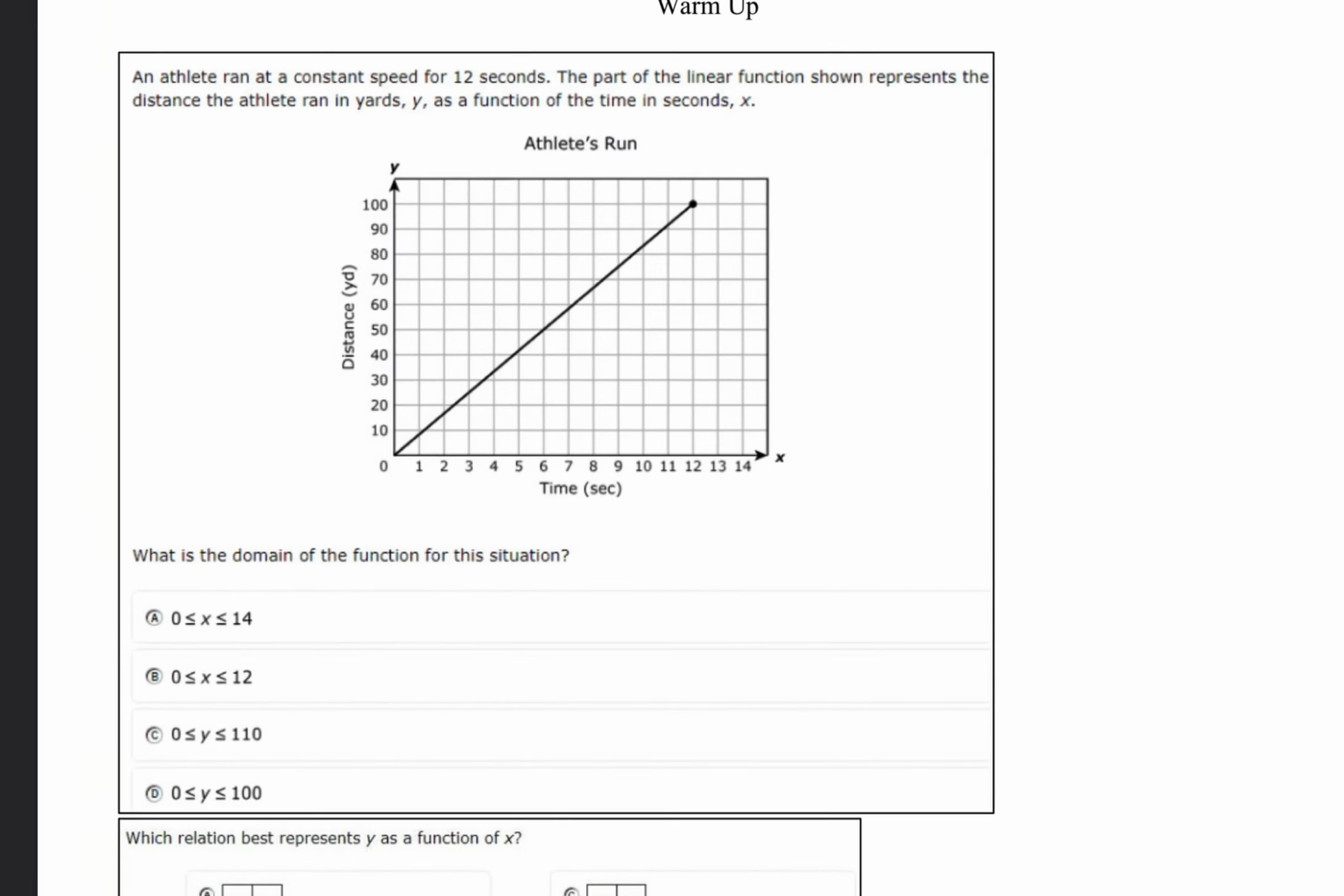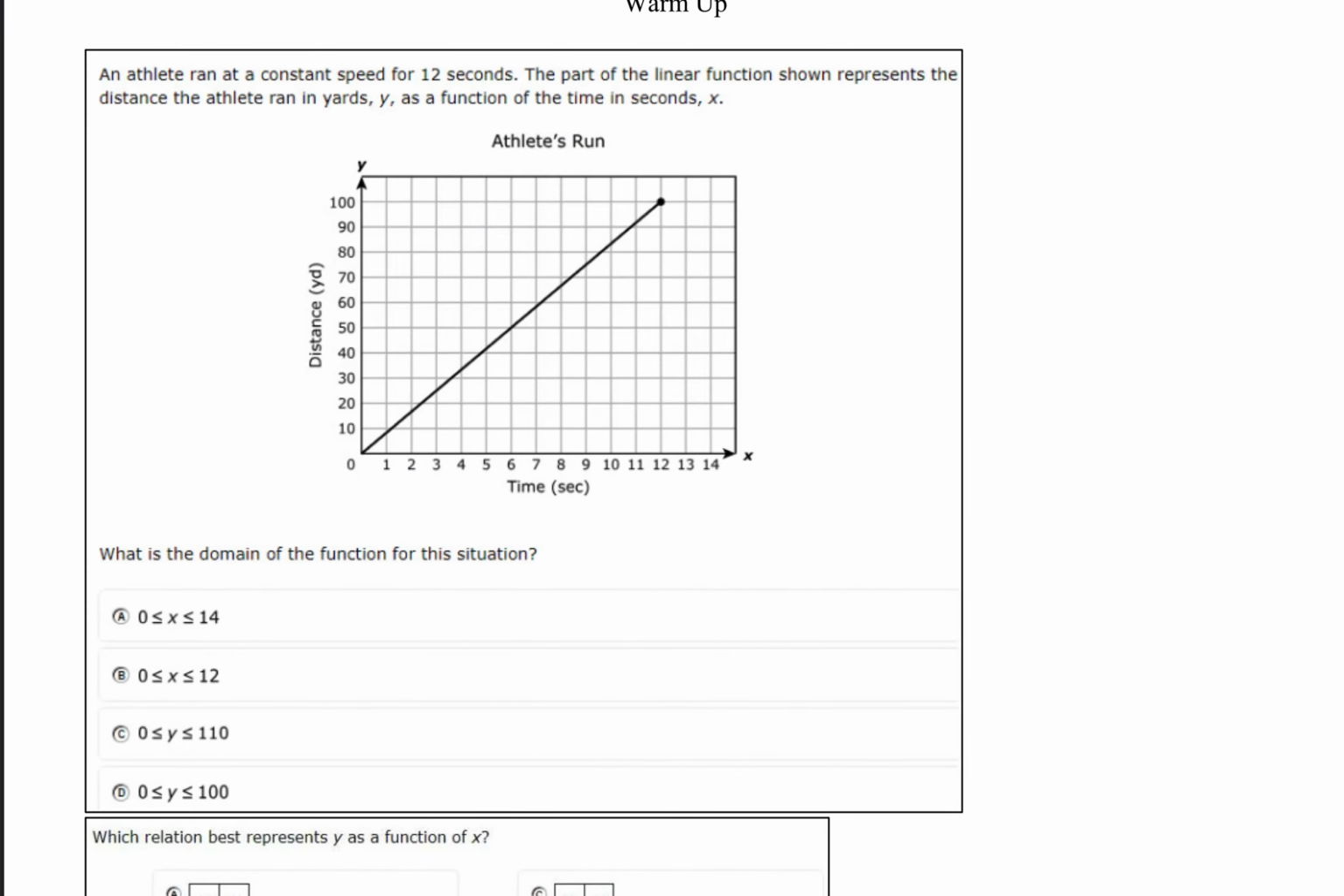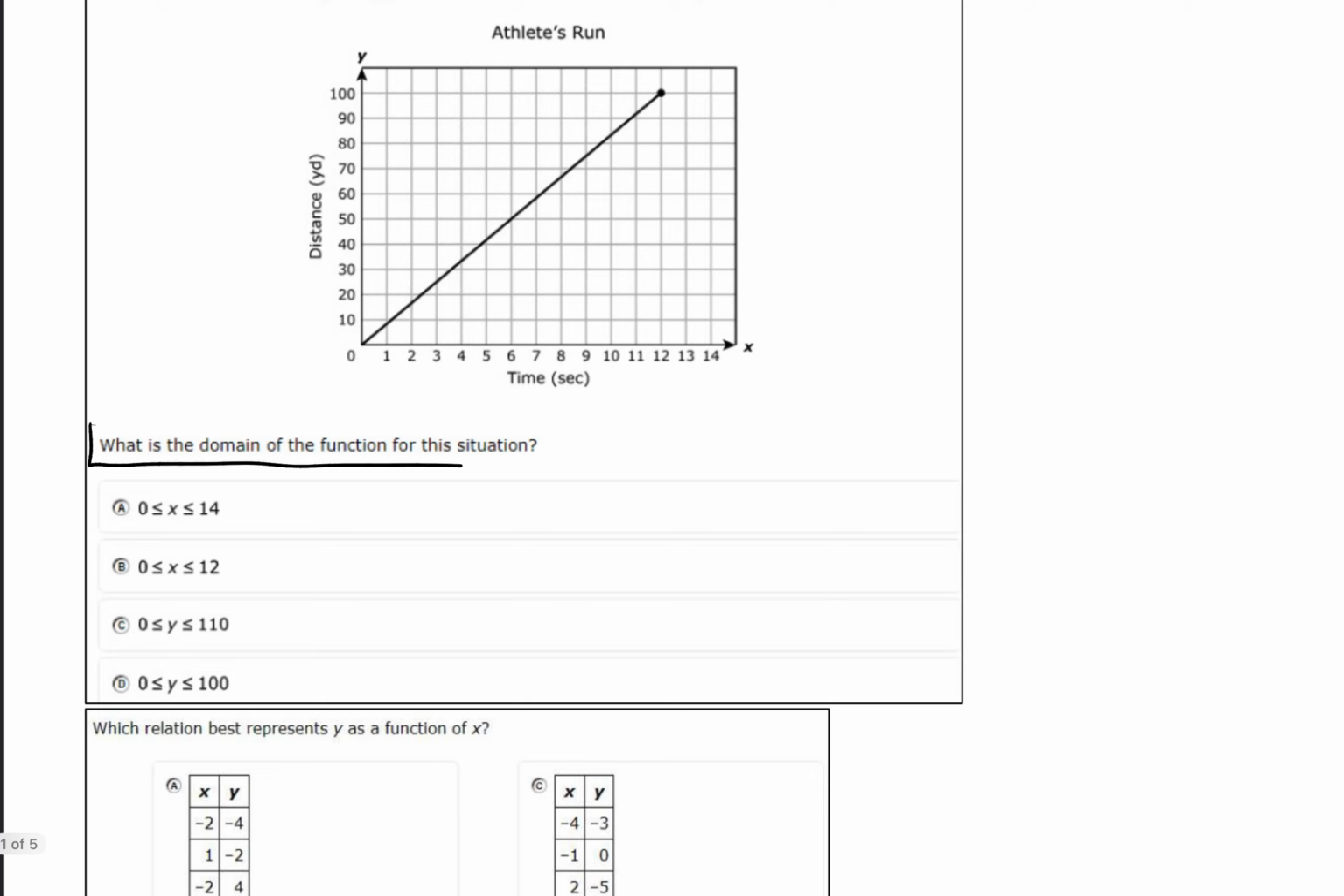Okay, so today let's go over the warm-up. So on a word problem, we always go straight to the question. And it's asking for domain. So domain is our X, and it moves left to right. So then I'm going to look at my answer choices.